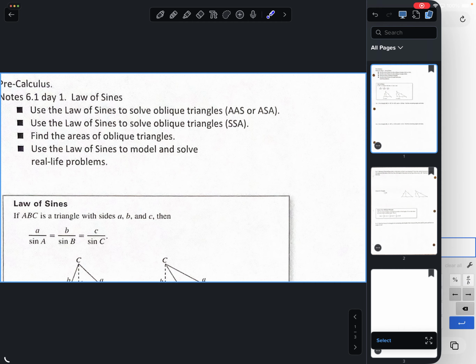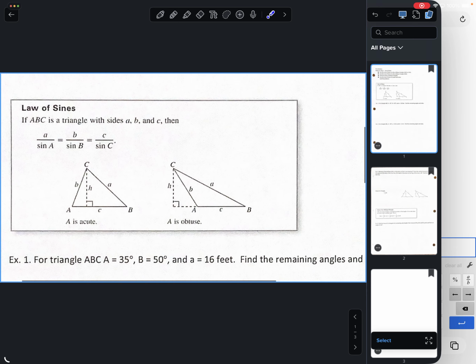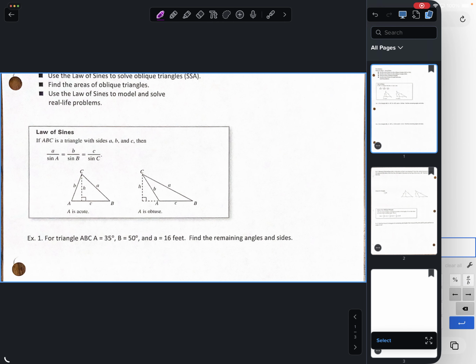So here we go. We have a triangle with sides A, B, and C. And one thing you need to know is the standard labeling of a triangle. When you have capital A, capital B, capital C, the sides opposite are going to be labeled lowercase a, b, and c. So the side opposite angle A is little a, side opposite angle B is little b, and side opposite angle C is little c. That's our standard labeling of a triangle.